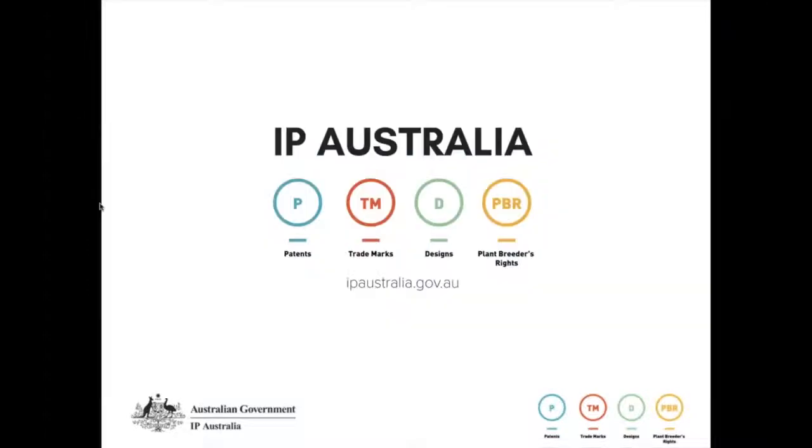Okay. So IP Australia, we are the federal government agency based predominantly in Canberra, but we have quite a number of offices around the country and a lot of staff working around the country. Our role is to administer the IP rights system in Australia. So what that means is we take applications for patents, trademarks, designs, and plant breeders' rights. We make an assessment on those applications to see if they meet the test of the law that's applicable to them. And if they do, we grant an ownership over that particular IP right.